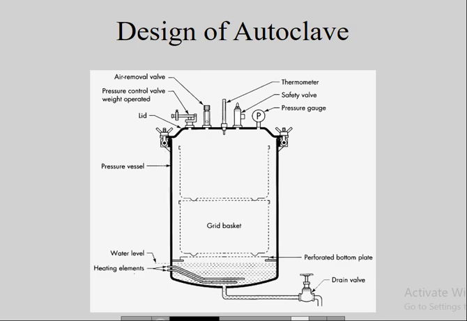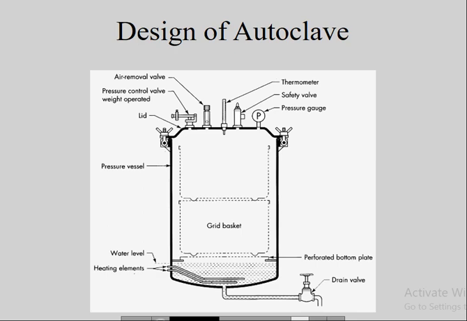Now this is the design. We frequently use this device in laboratories for sterilization of media or glassware. It is very frequently used in the microbiology laboratory, and most of you must have performed experiments using this autoclave. It consists of a basket. Below that there is water, then there is a pressure vessel, a pressure gauge, a safety valve, and a thermometer.